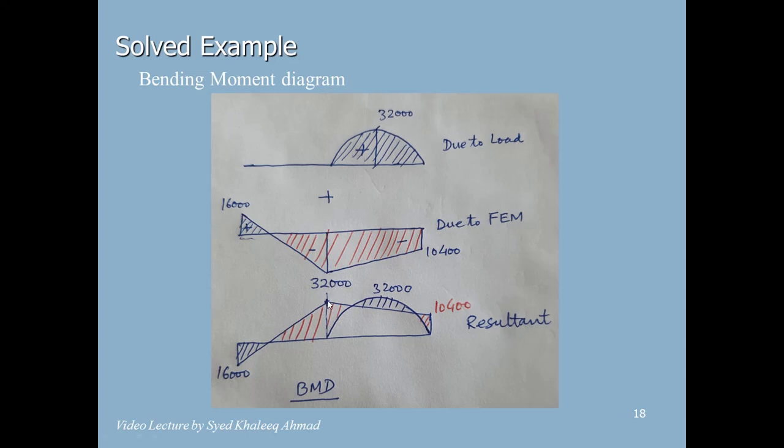So this is the resultant bending moment diagram. In the next lecture I will explain some more examples.